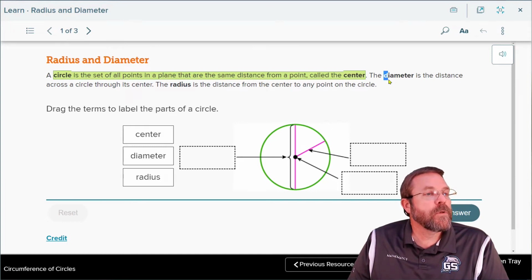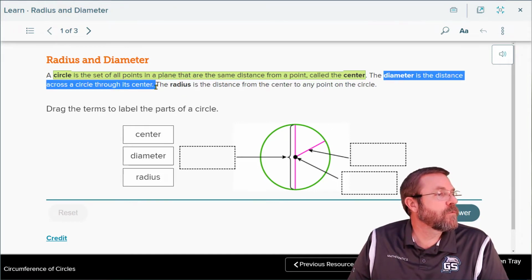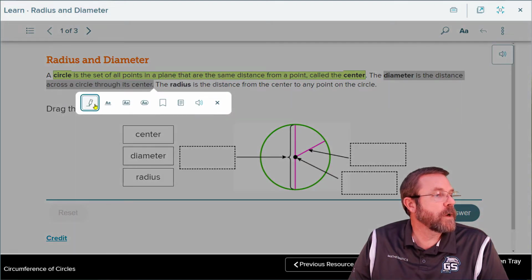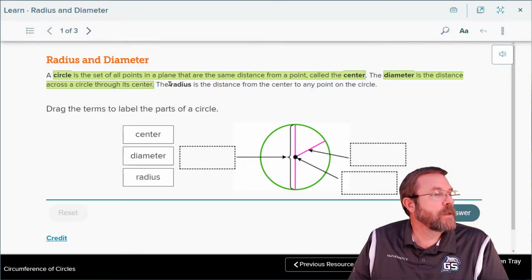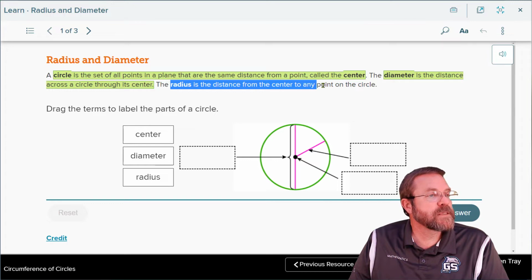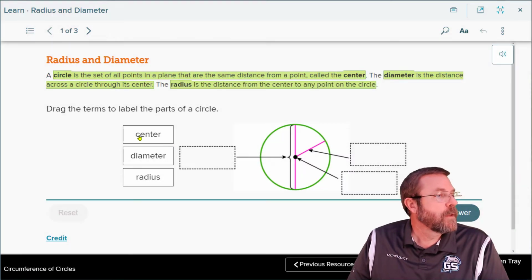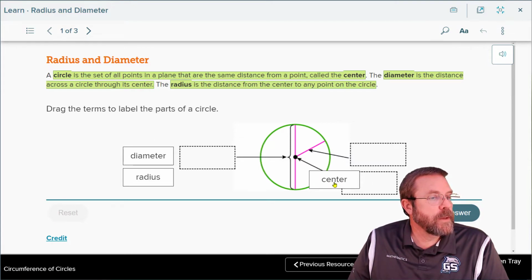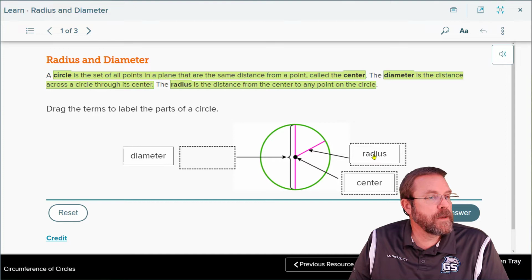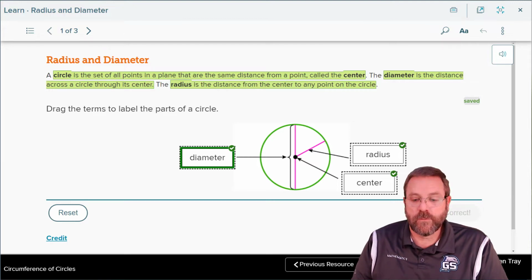The diameter is going to be the distance across the circle through its center. We're going to highlight that. And then the radius is going to be the distance from the center point to any point on the side of the circle. So if we take a look here, the center is going to be this spot because that line points directly to the center. This line right here points to the radius, and this line over here points to the diameter, the distance all the way across the circle.